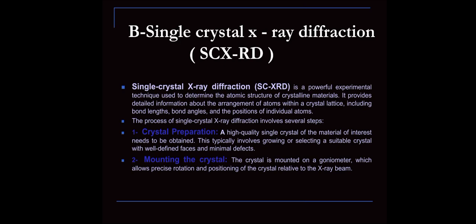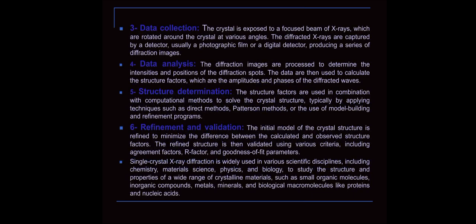First one, crystal preparation. A high quality single crystal of the material of interest needs to be obtained. This typically involves growing or selecting a suitable crystal with well defined faces and minimal defects. Second, mounting the crystal. The crystal is mounted on a goniometer which allows precise rotation and positioning of the crystal relative to the X-ray beam.